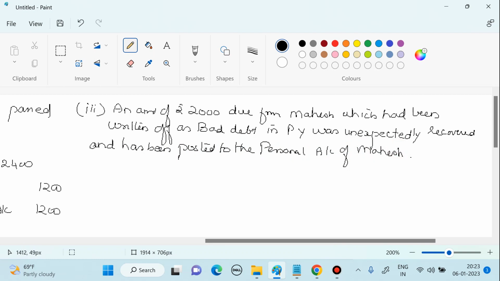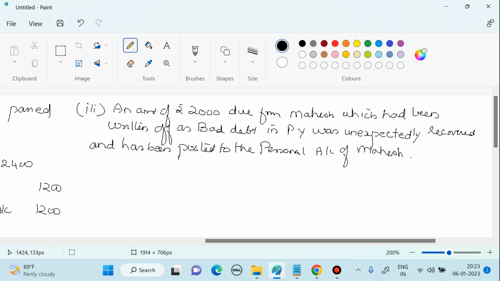There was a person called Mahesh from whom the business had to receive 2,000, which means Mahesh was the debtor of the business. But what happened? In the previous year, it was found that Mahesh is not going to pay. So, in the books, they wrote off that amount of 2,000 as bad debt. Means in the profit and loss account debit side to bad debt, 2,000 was written off. But unexpectedly in the current year, what happened? The amount of 2,000 was recovered. Means Mahesh came back and paid. When money is received, what did they do? They posted to the personal account of Mahesh.